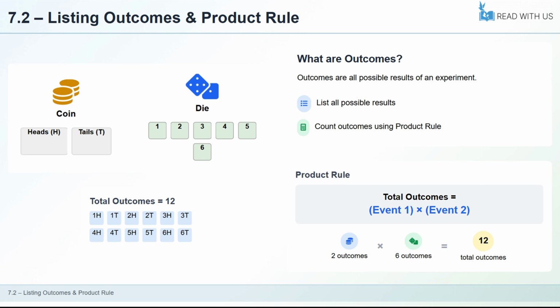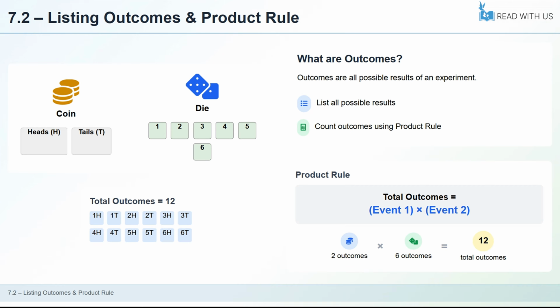In this lesson, we'll learn how to list outcomes and use the product rule in probability. When we talk about outcomes, we mean all the possible results of an experiment. For example, when tossing a single coin, there are two possible outcomes, heads or tails. When rolling a single die, there are 6 possible outcomes, numbers 1 to 6.